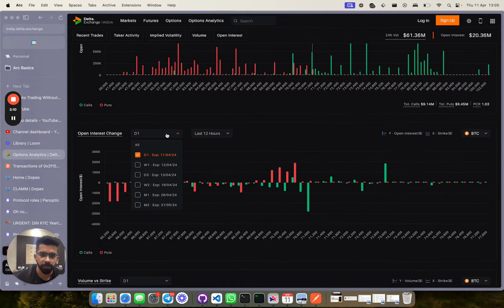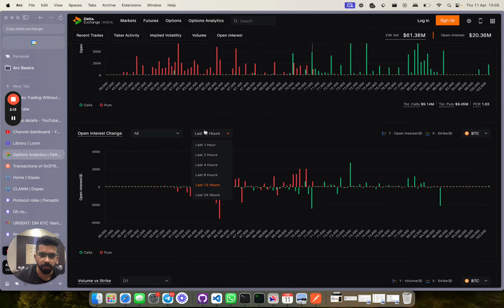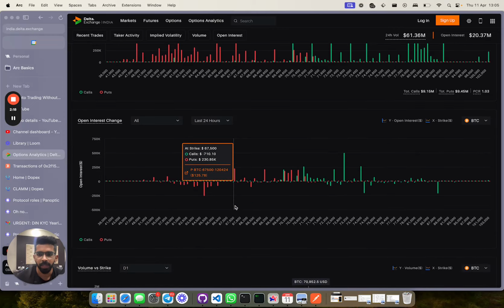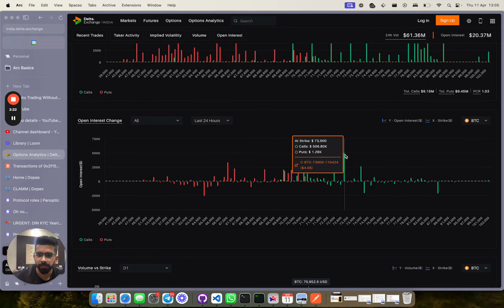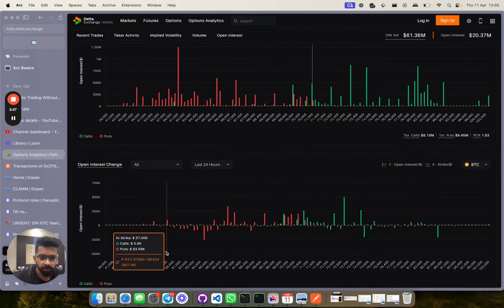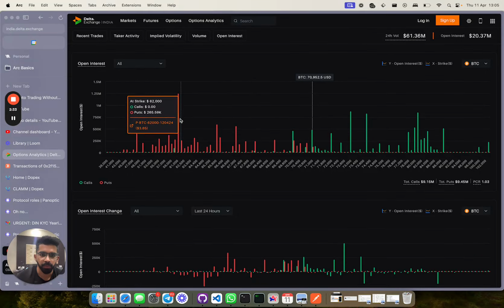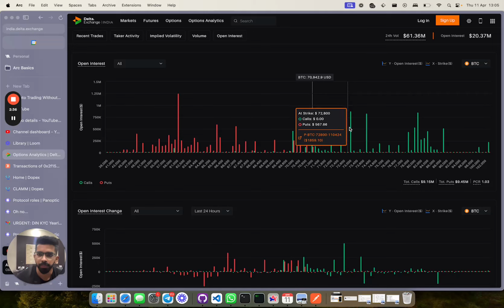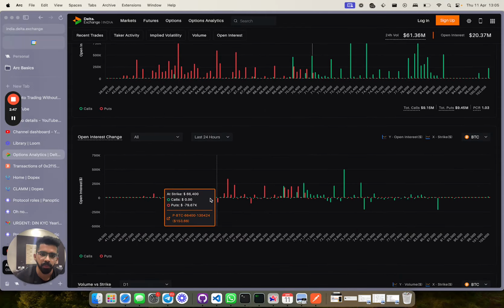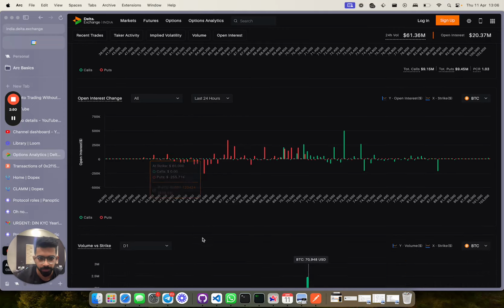The next feature is the open interest change, which tells us how the open interest has changed in the past 1 to 24 hours. As we can see here, the open interest has been steadily increasing on the $73,000 strike, which we just discussed above, whereas for the $61,000 strike, the open interest has been decreasing. So put open interest has been decreasing and call open interest has been increasing. What does this mean? People are buying or selling more call options and they are exiting their put options. As you can see, a lot of put open interest has been reduced on the lower strikes.